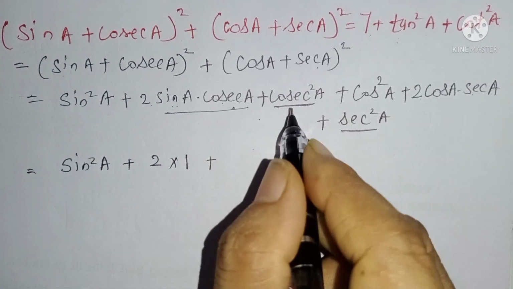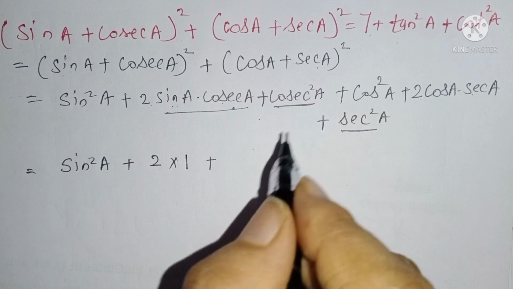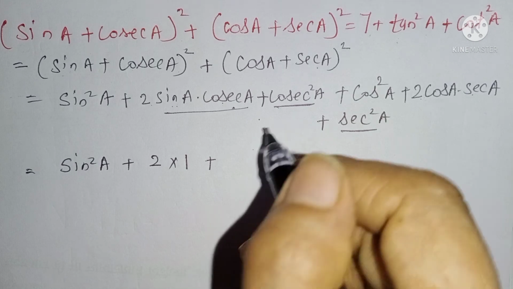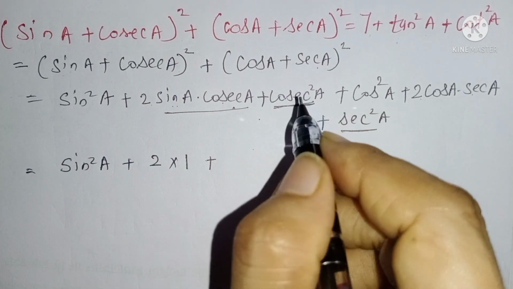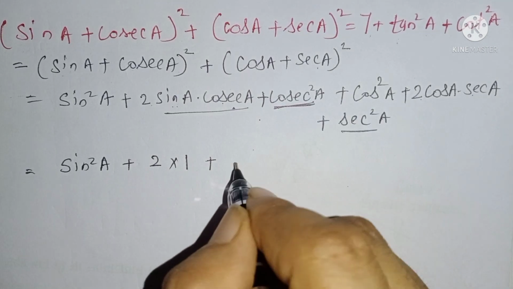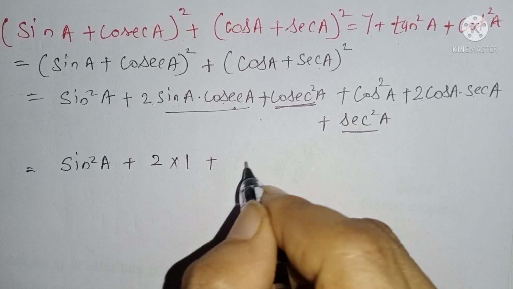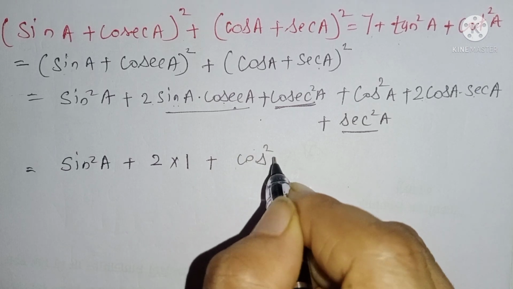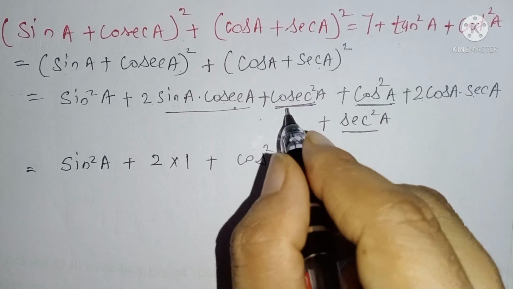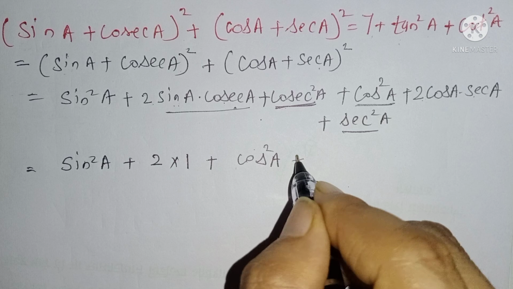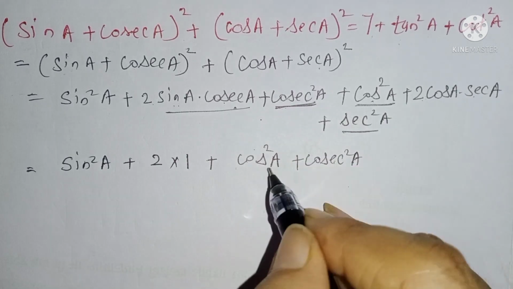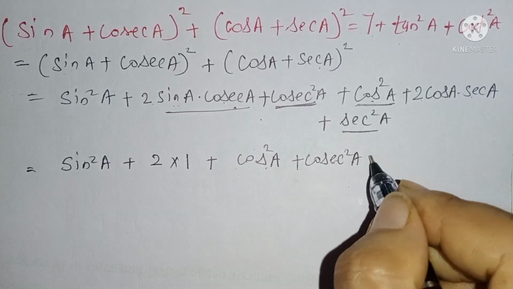Now plus cosec² a, then you know the identity cosec² a is equal to 1 plus cot² a, right? So this cosec² a can be replaced by 1 plus cot² a. Okay, we'll do that in the next step, because we will have to give the reason as well. So write cosec² a as it is, and this cosec² a is also as it is. We will replace it in the next step.